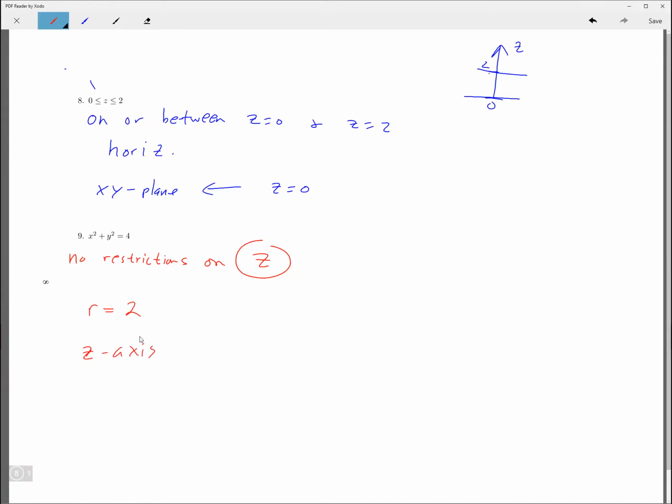But it could be in any horizontal plane, z equals k, parallel to the xy plane. Thus, the region consists of all possible circles, x squared plus y squared equals 4, and then z equals k.